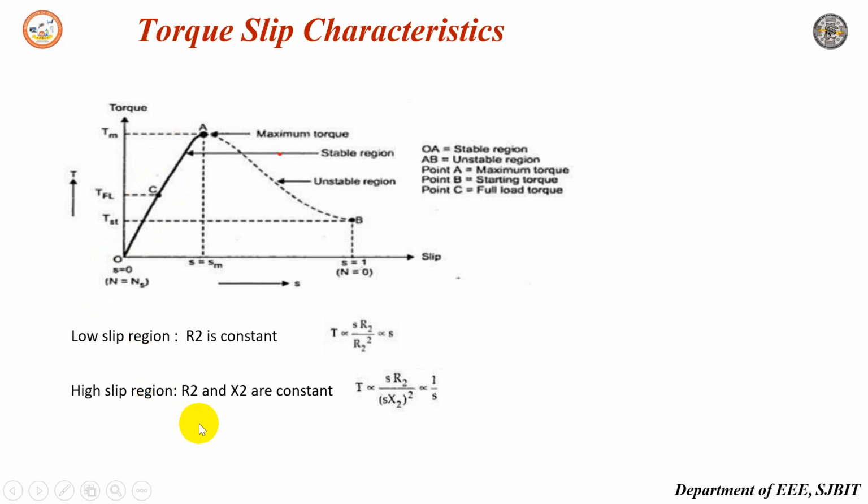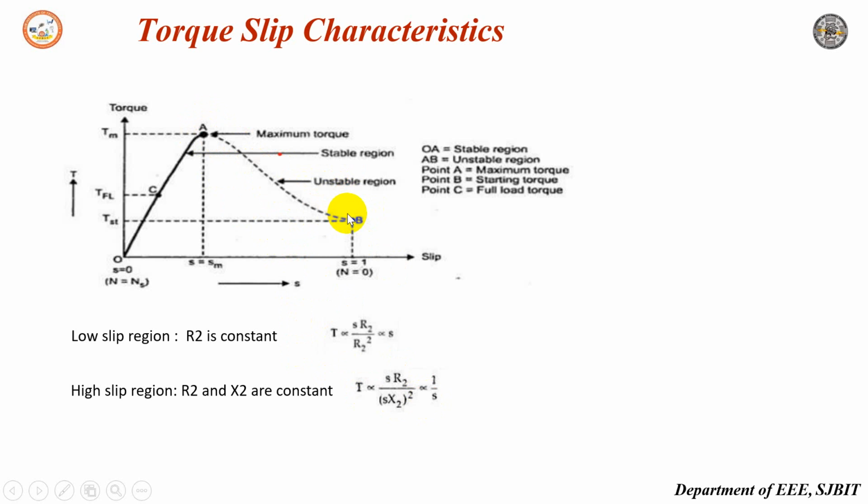Now for the high slip region, slip is high, as I said, approaching close to 1. It can be assumed that the term R2 is very, very small comparatively to SX2. Therefore, R2 gets eliminated in the denominator and the only remaining variable is S into R2 by (SX2) whole square, which is proportional to 1 by S. So torque is inversely proportional to slip. That means torque decreases as the slip increases. So this is the unstable region of the torque slip characteristics.